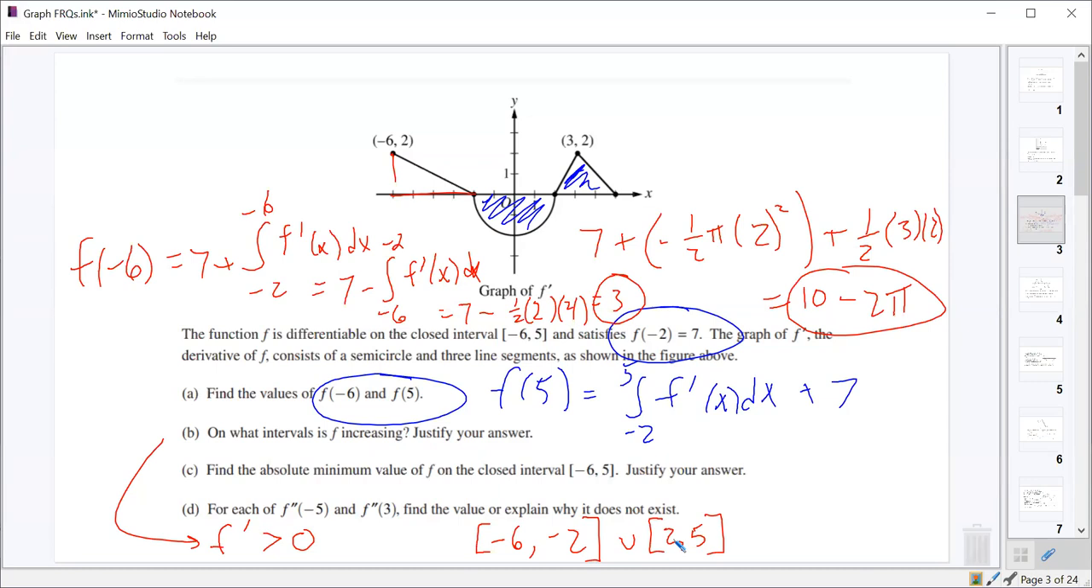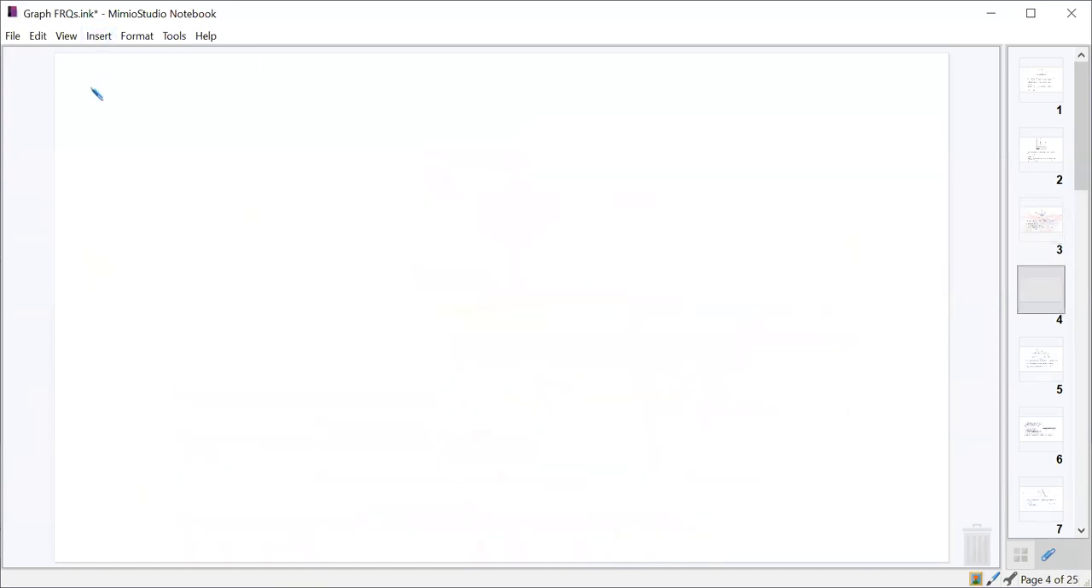Find the absolute minimum of f on that closed interval -6 to 5. When we talk about an absolute minimum on a closed interval, we have to remember to check the endpoints. Always remember to check the endpoints, and you have to check any places where, if we're looking for a minimum, f prime goes from negative to positive. That would tell us that f is going from decreasing to increasing. We don't need to worry about places where f prime goes from positive to negative, even though that's a potential local max. We just care about when it's going from negative to positive.